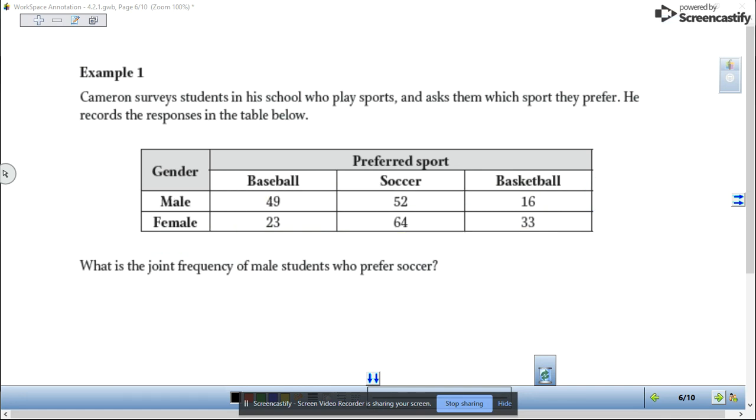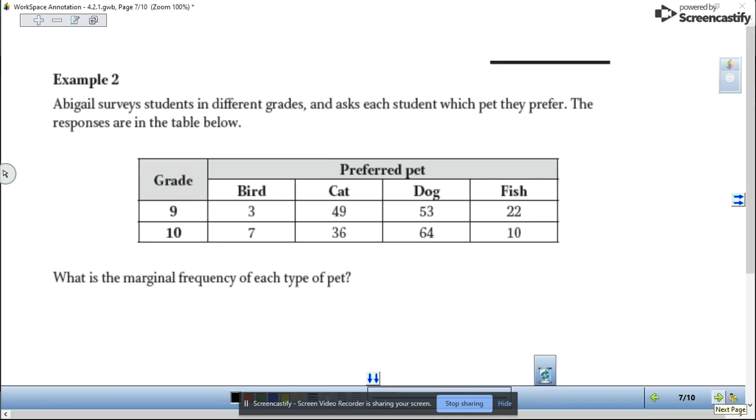Okay, next example. It says, Abigail surveys students in different grades and asks each student which pet they prefer. The responses are in the table below. What is the marginal frequency? So the first thing we have to do is say, okay, if I need marginal frequency, I need my totals. Have to have totals. So 10 people prefer birds, 85 people prefer cats, dogs would be 117, and then fish is 32.